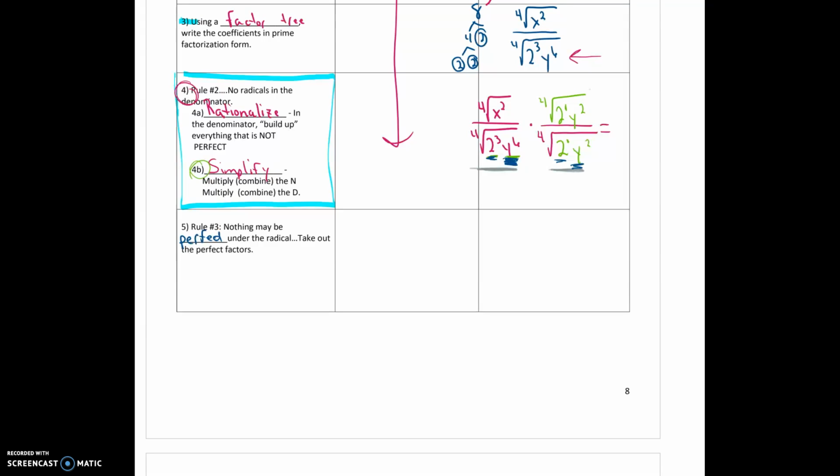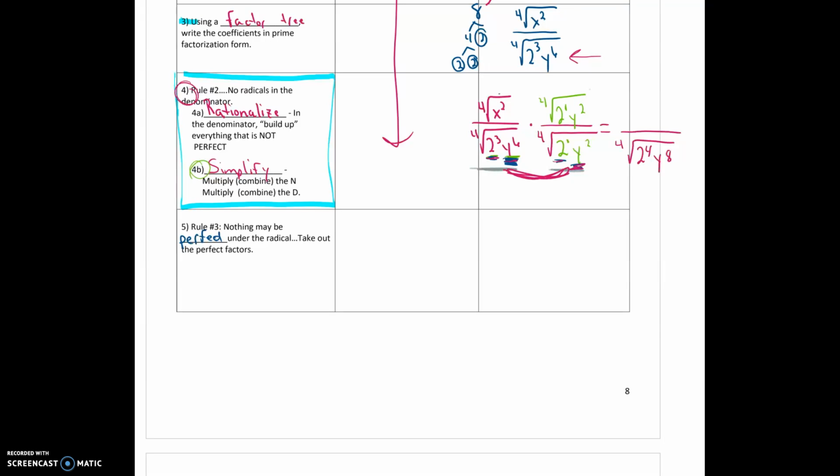So now I'm going to go to 4b, which just means I want to simplify. Instead of having two parts of the denominator, I just want to have one part of the denominator. So instead of 2 fourth roots in the denominator, I'll make it 1 fourth root, and I'm just going to combine what I see here. So 2 to the 3rd and 2 to the 1st can become 2 to the 4th. And y to the 6th and y squared can become y to the 8th.